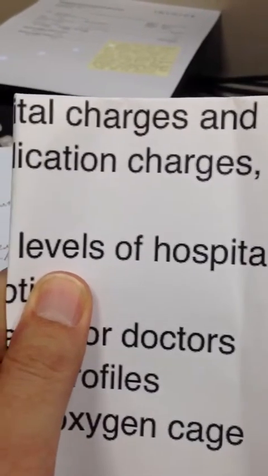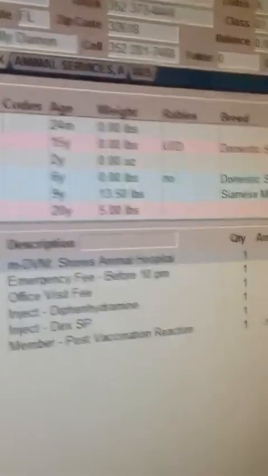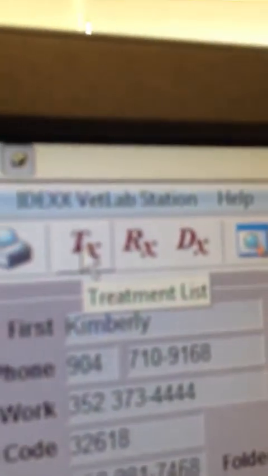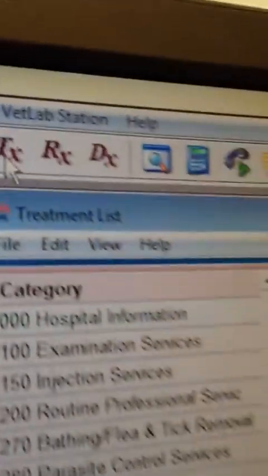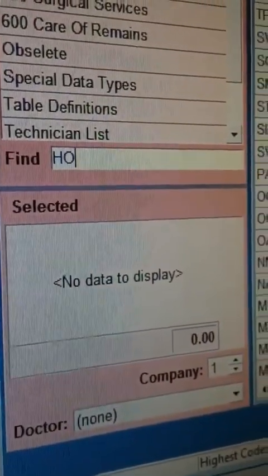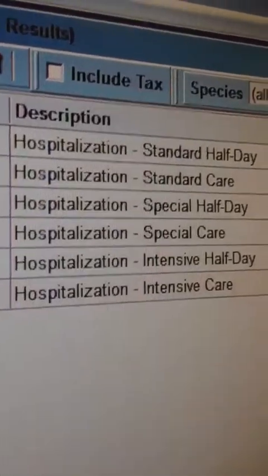Now we're going to talk about different levels of hospitalization. So Affiliated Pet has 3 tiers of hospitalization, and those can be found under treatments. So we're going to click on the treatment list tab, and under find we're going to type hospitalization. That's going to bring up all of our hospitalization codes.